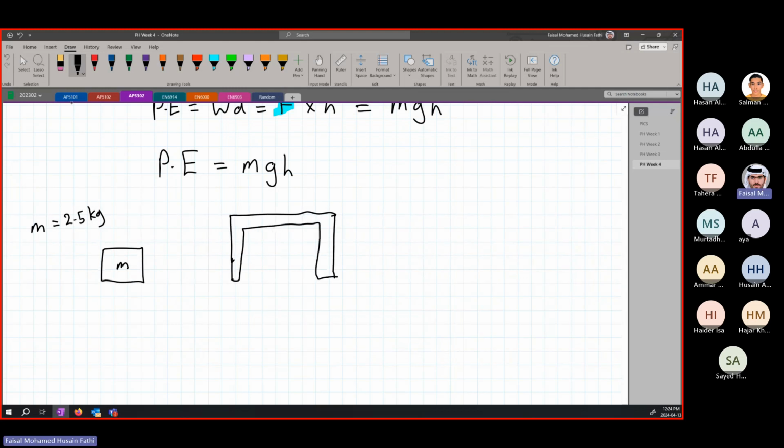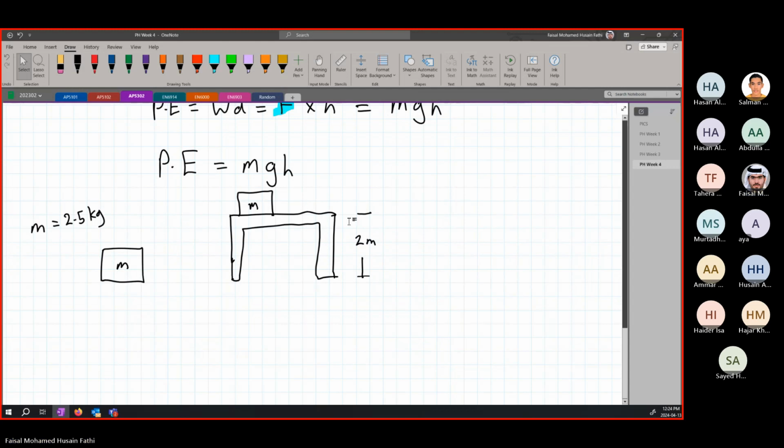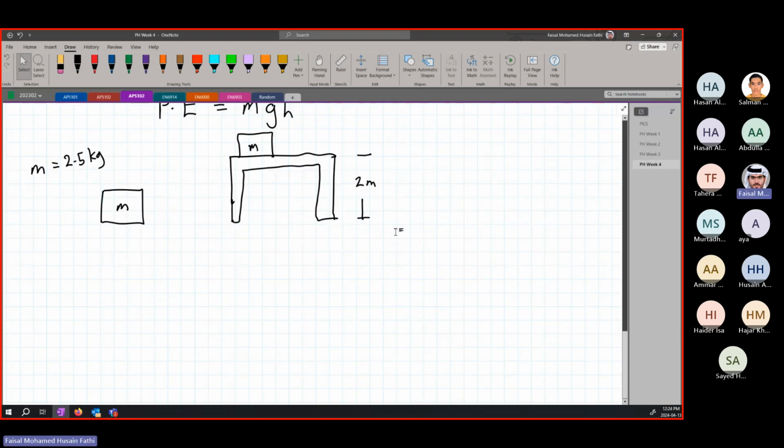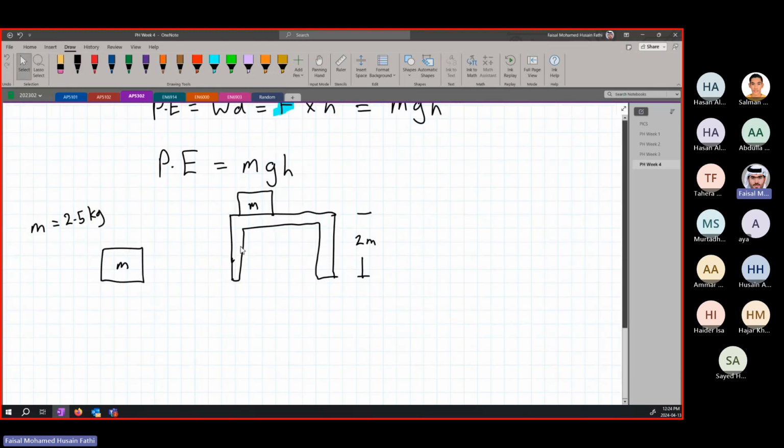Okay? You want to lift this mass to put it on this table. This table is, let's say, 2 meters high. Very large table, but for example, let's say it's 2 meters high. How can we now find the energy? The way they will ask is: how much energy does this block gain? How much potential energy will this gain?